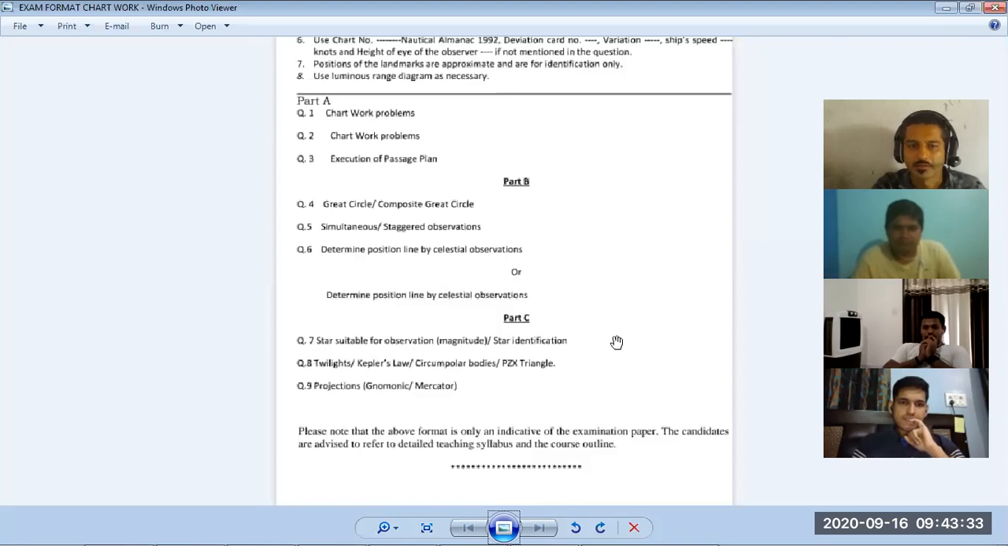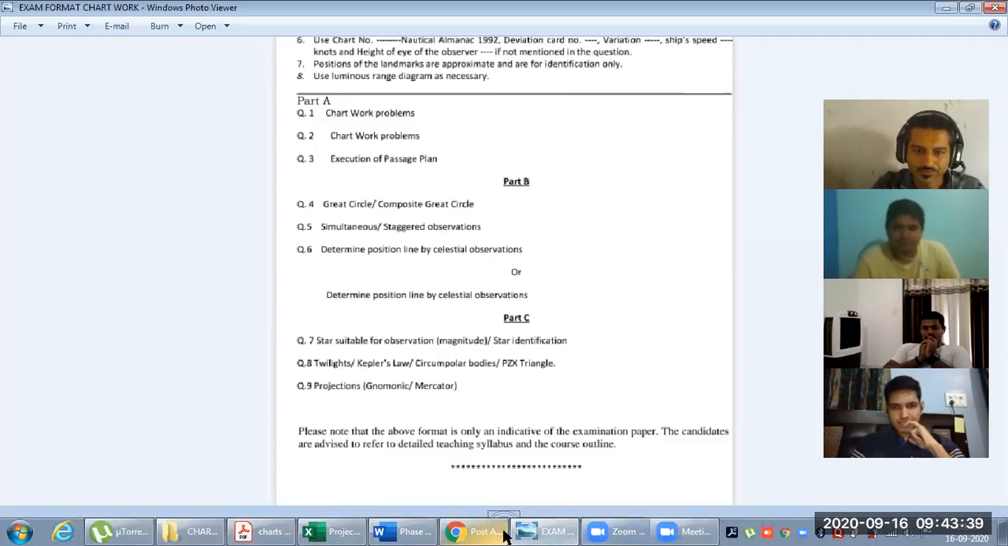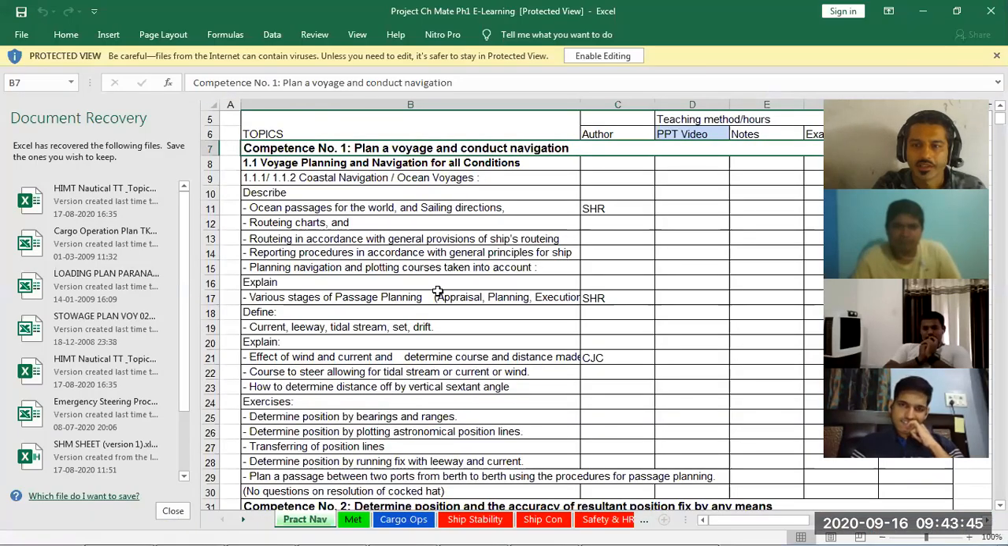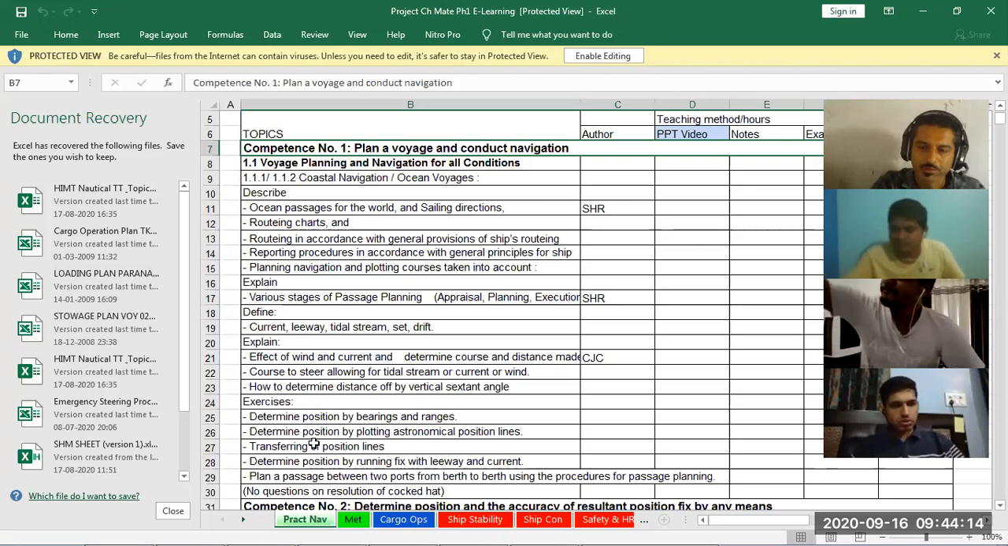And it's just for indicative purpose. For detail, we will see the teaching syllabus and the paper formats. So this is our detailed teaching syllabus. First is passage planning. So this, most of you are mostly familiar with: ocean passages of the world, sailing directions, routing charts. We will do all these things in detail. Reporting procedures, planning, navigation, plotting courses, various stages of planning, appraisal, planning, execution, current, leeway, tidal stream, effect of wind, course to steer, allowing for tidal stream, bearing.